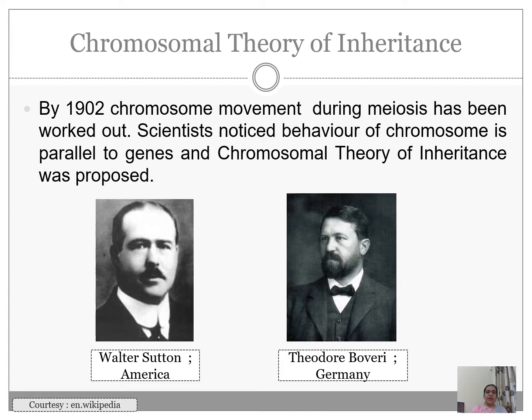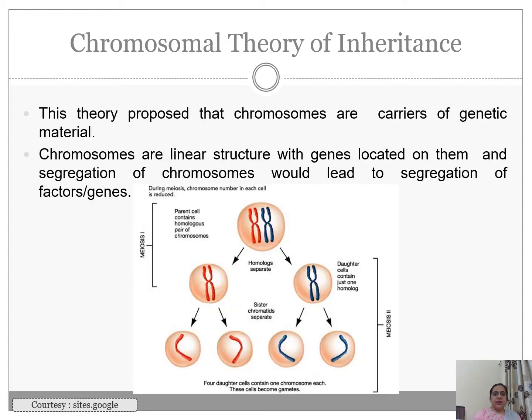We know that Mendel worked from the year 1856 to year 1863, but his work was unrecognized. When this chromosomal theory was proposed, scientists accepted that work of Mendel was also considerable. Now, what did this theory propose? It proposed that chromosomes are carrier of genetic material. That means chromosome will take the genes from parents to offspring.